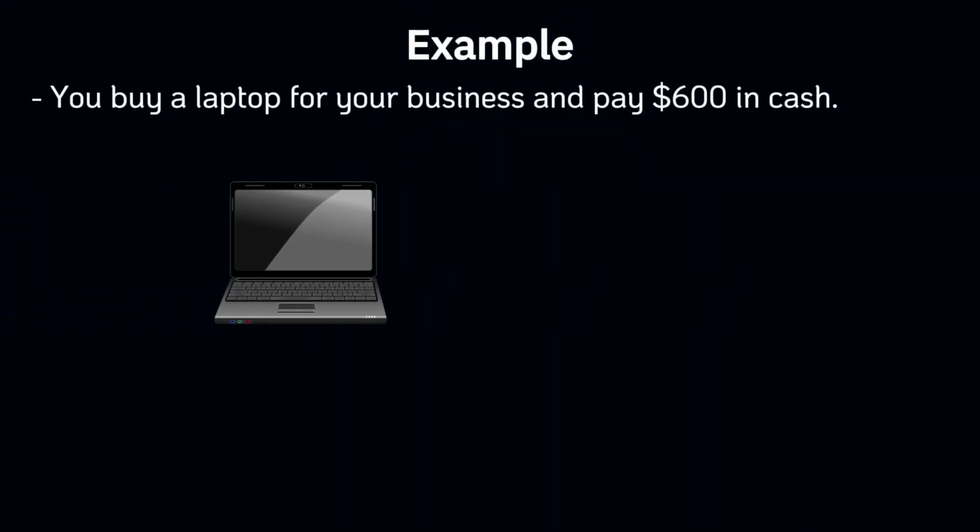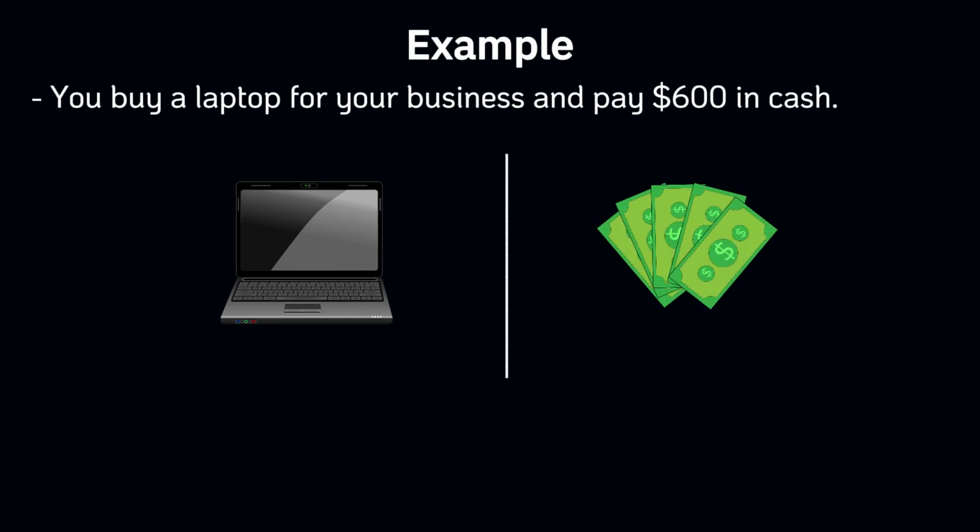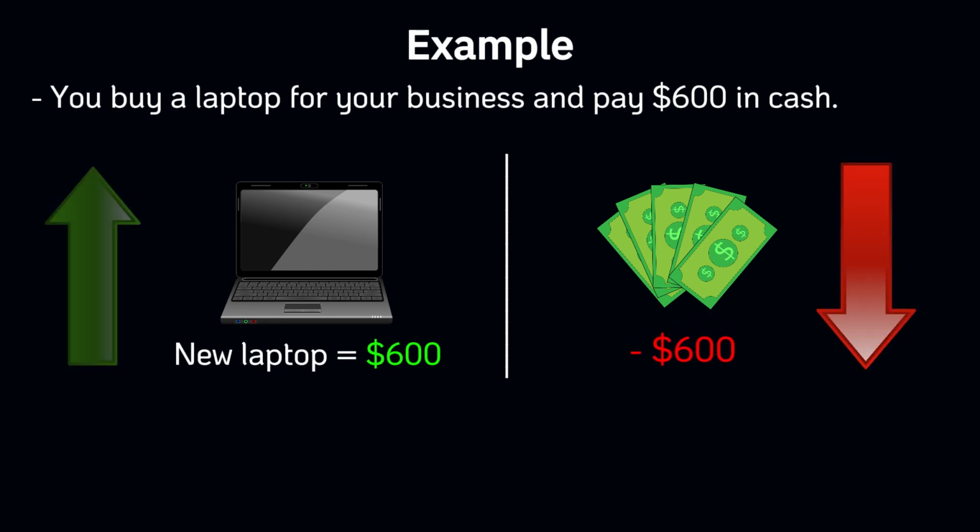For example, let's say you buy a laptop for your business and pay $600 in cash. You now have a new laptop, but you also spend $600 in cash. So here, two things changed. Your cash went down and your equipment went up. Both sides of your records are updated, and that's double entry in action.